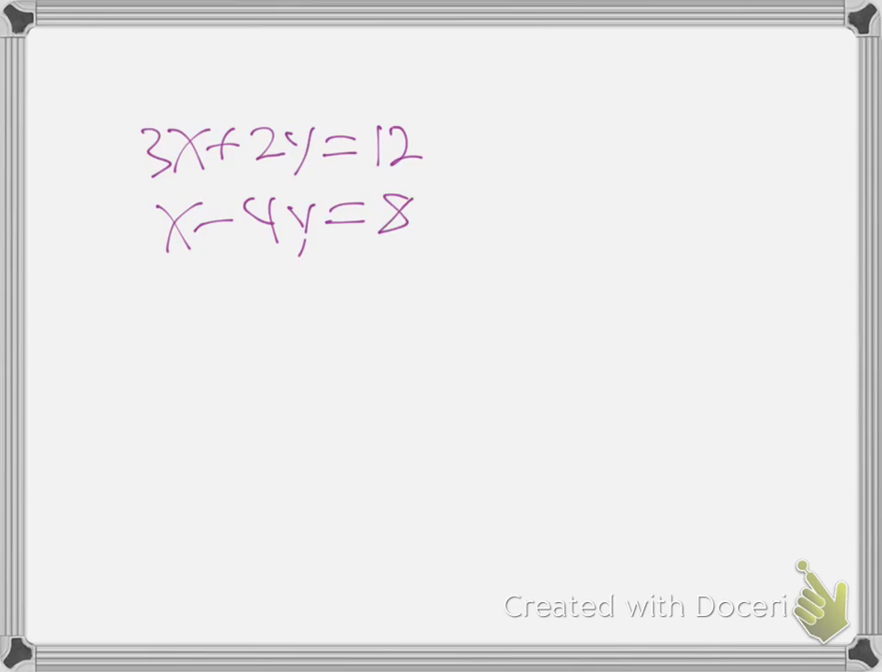If I was just to give you two equations, I'll just make one up. I don't have any idea what this does. 3x plus 2y is 12, and I don't know, x minus 4y is 8. Whatever, I just made them up. I have no idea what they look like. But if I was to ask you, how many answers do you think there are for those two equations?